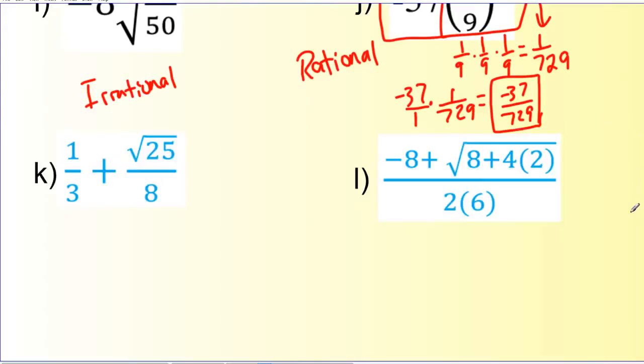I would like you to pause the video and try these two. I understand that letter L looks pretty hard. It is a challenge question to test your abilities. My recommendation is you follow the order of operations, and just as a hint, the very first thing you're going to do is the stuff inside of the square root. Try these two problems, pause the video, and do them. When you're ready to continue, or if you need a little guidance, hit play, and then we'll go through them together.